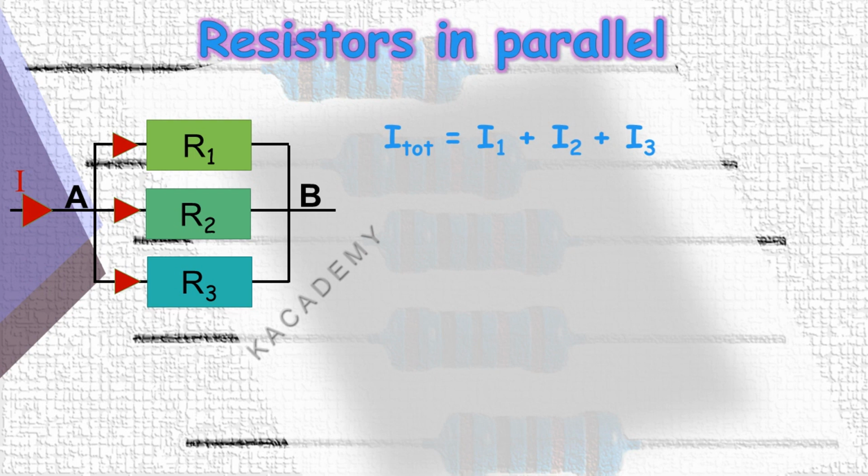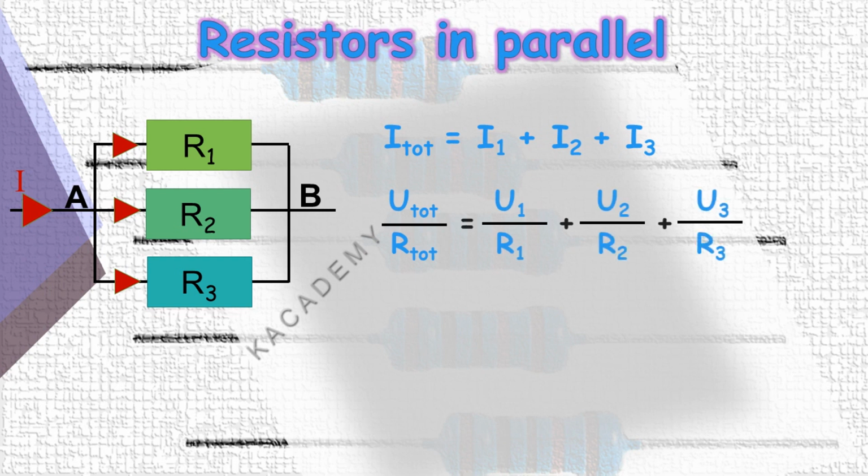As per Ohm's law, I for resistors is nothing but U over R. Hence, we can say that U over R equivalent, or R total, is equal to U1 over R1 plus U2 over R2 plus U3 over R3. Now, using the law of uniqueness of voltage in parallel connections, we know that the voltage is the same across each of the parallel connected resistors. In other words, U1 is equal to U2 is equal to U3 and is equal to U total.